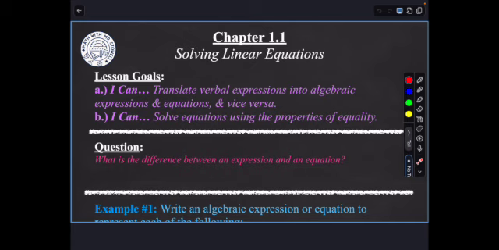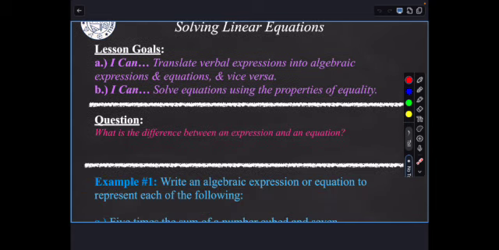The second goal that I have for us in this lesson is: I can solve equations using the properties of equality. So we're going to first start off with being able to translate. Be able to go from words and write an equation, or go from an equation and write it in words, or an expression. So first off, let's start with a question.